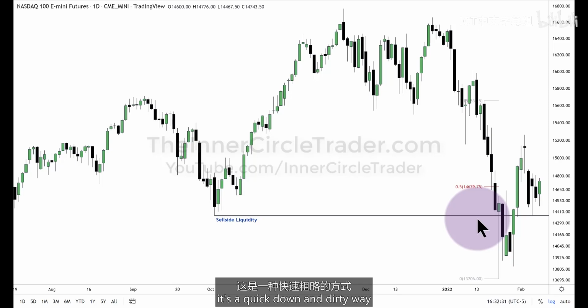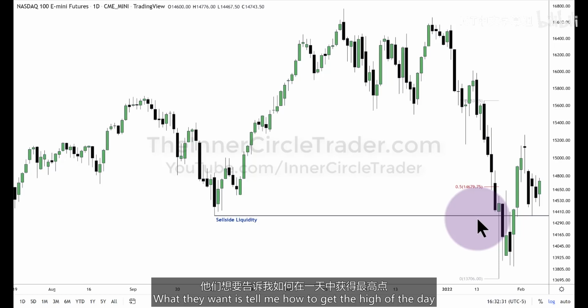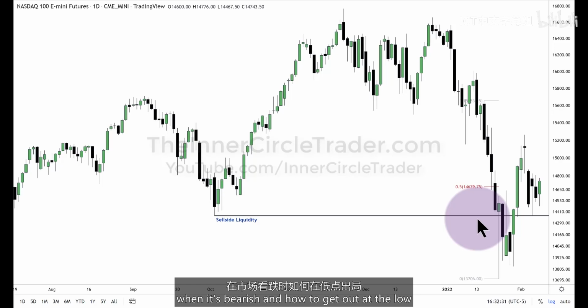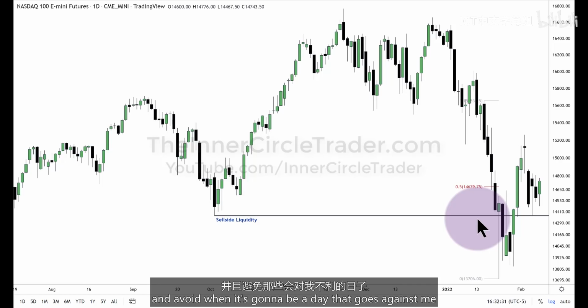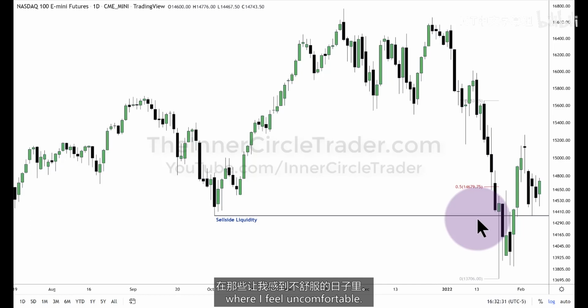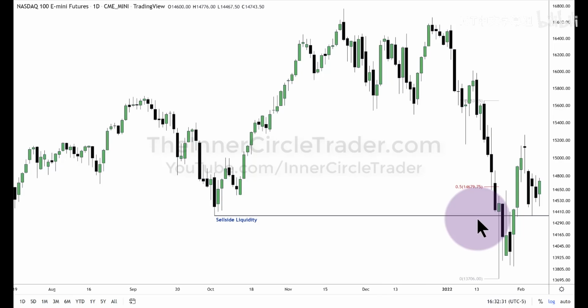Okay? So it's a quick, down and dirty way of interpreting price action for daily bias. But the folks that I've taught that are hung up on daily bias, really what they're trying to say, and this is exactly what they're getting at, but they can't either articulate it or they just won't be honest with it, or with me, what they want is: tell me how to get the high of the day when it's bearish and how to get out at the low and get all the move and never take a loss. And avoid when it's going to be a day that goes against me where I feel uncomfortable.